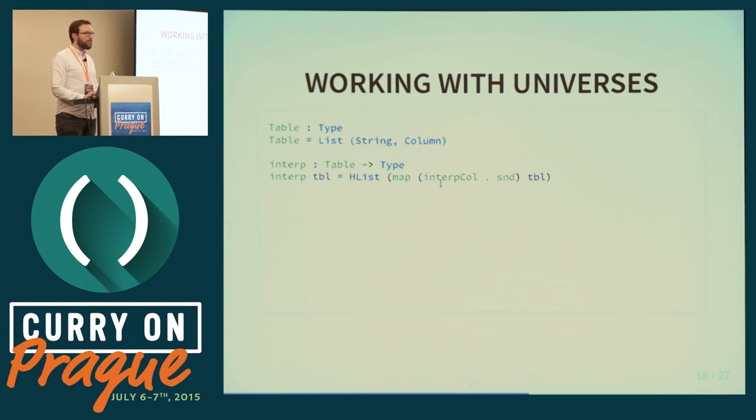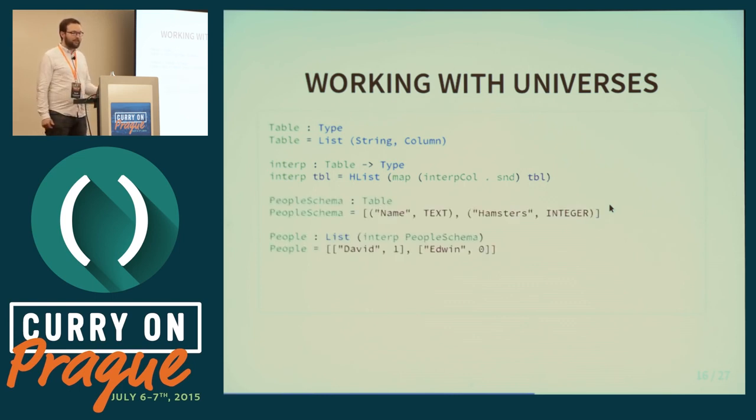interpret that as a real type, and that's what I get, and that's how I can get the type of a particular column. I then map that over the particular list of string column pairs that I've got, which gives me a list of types, which I then plug into hlist from that first example. And now, given that description of data, we have a type that holds that data quite nicely. I can define a schema then.